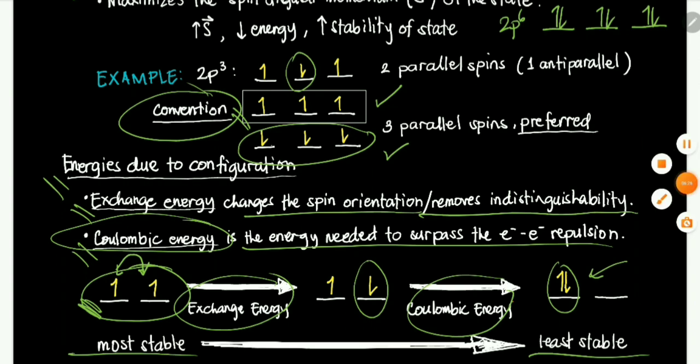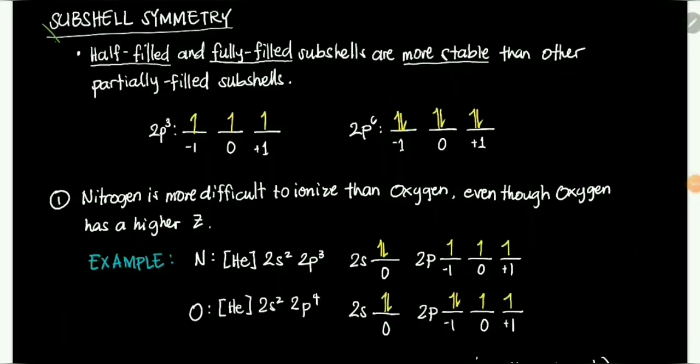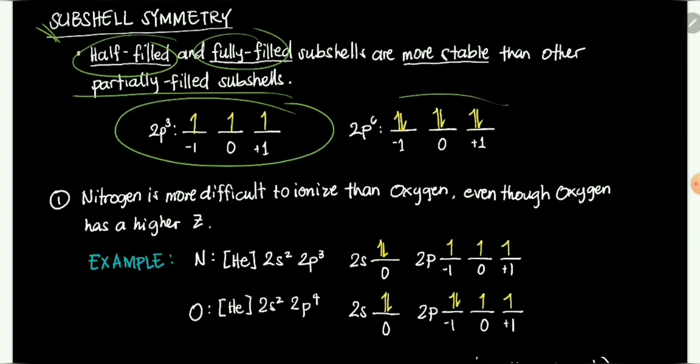Okay? So, we also have the so-called subshell symmetry. So, na-observe nila na half-filled and fully filled subshells are more stable than other partially filled subshells. Okay? So, ano ibig sabihin ng half-filled tsaka fully filled? So, if you can observe here, okay, meron tayong 2p3 tsaka 2p6.